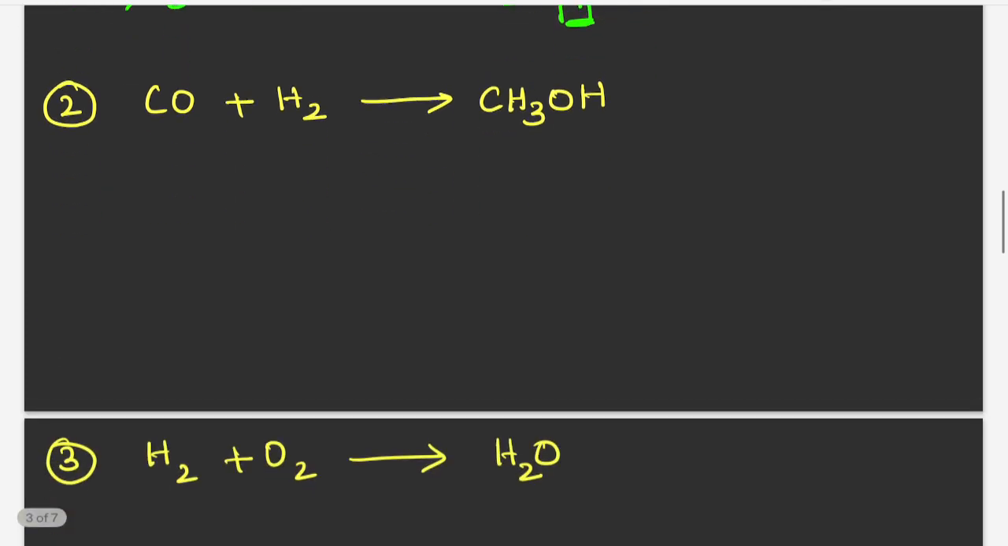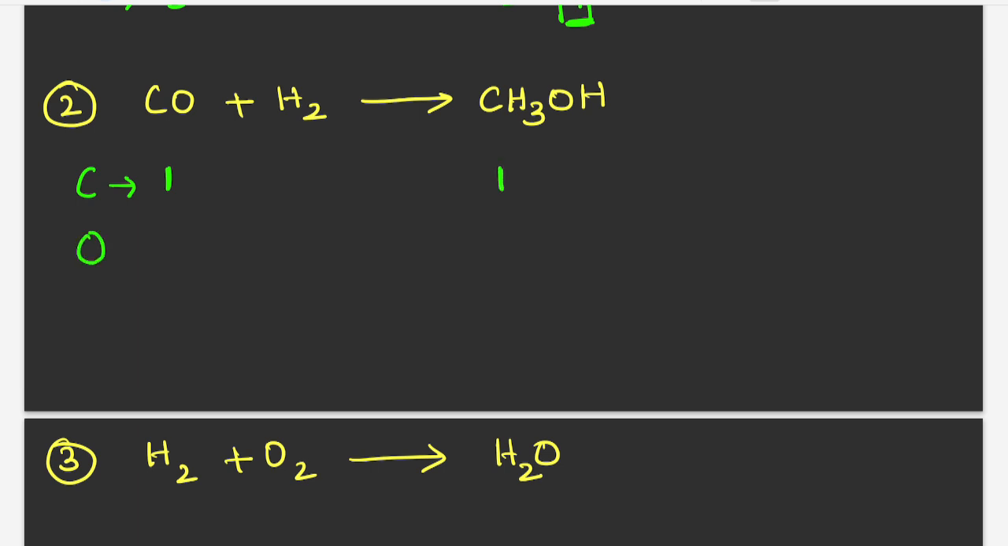Next we will go for the second example. Here we don't have metal, we have non-metal. Carbon is a non-metal, so balance the non-metal first, carbon. Here you can see one carbon, it is balanced. Carbon is 1 on the LHS side, and on the RHS side also it is 1.